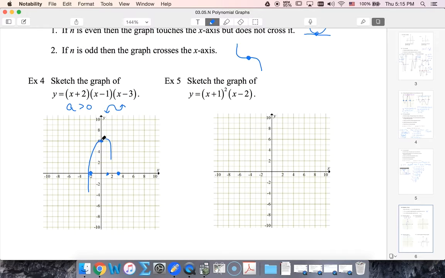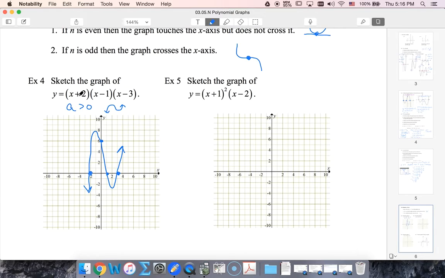We don't know if this is the maximum, so don't draw it as the maximum. In fact, because this root is so close, I think my maximum is probably going to be somewhere here, and then I'll come through and come somewhere down here. So if you don't have your calculator, we can't know for sure where it is. But if we do have our calculator, obviously we would calculate the max min.